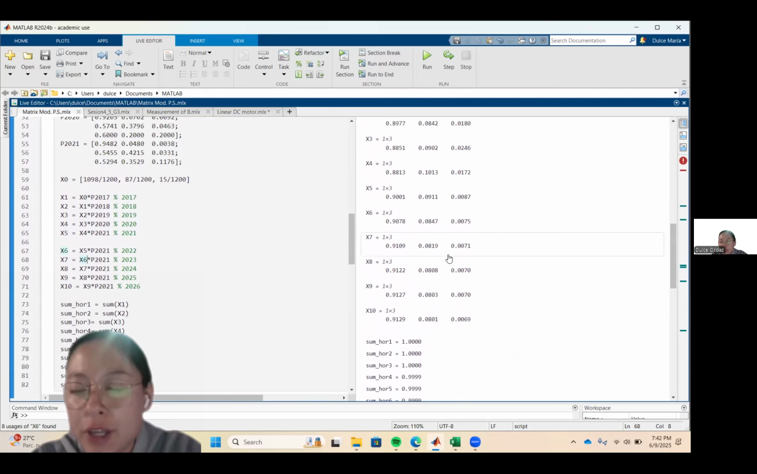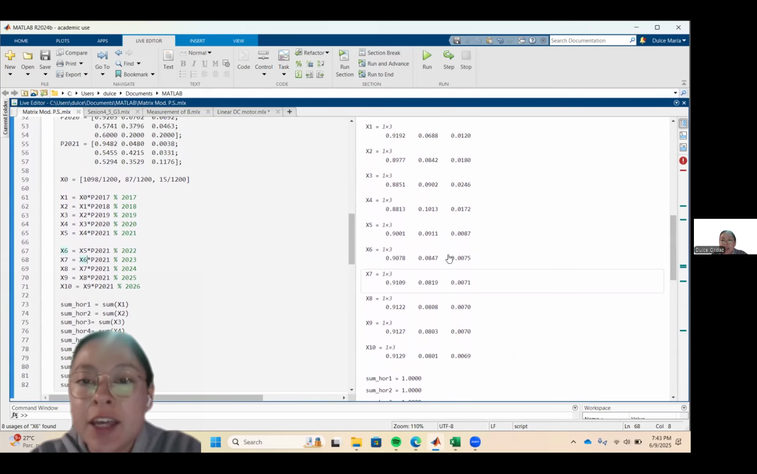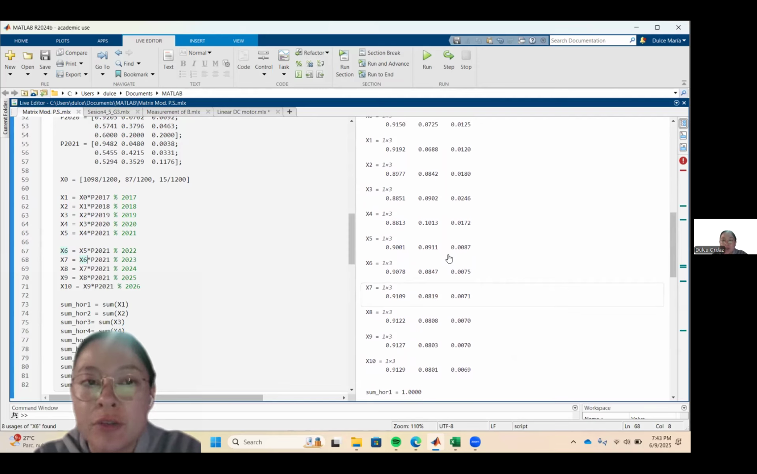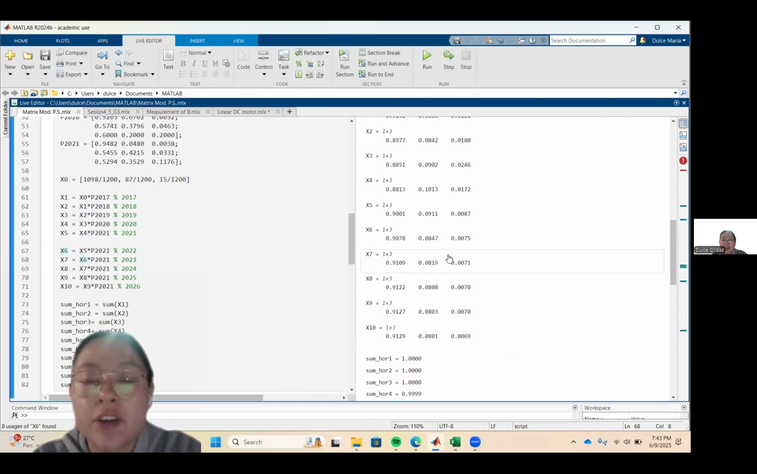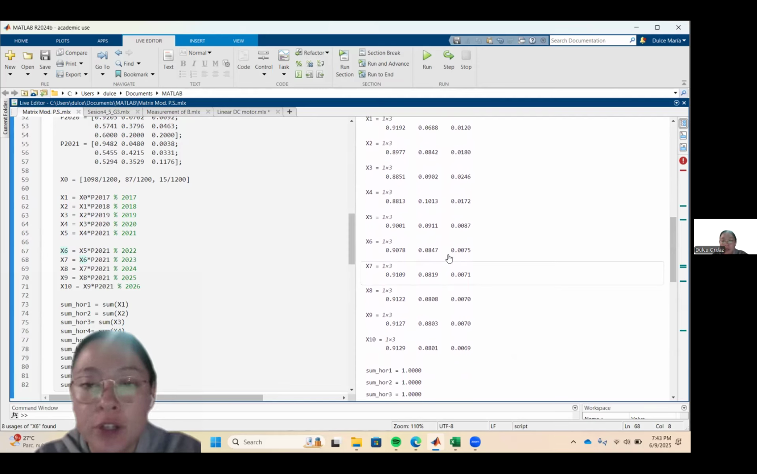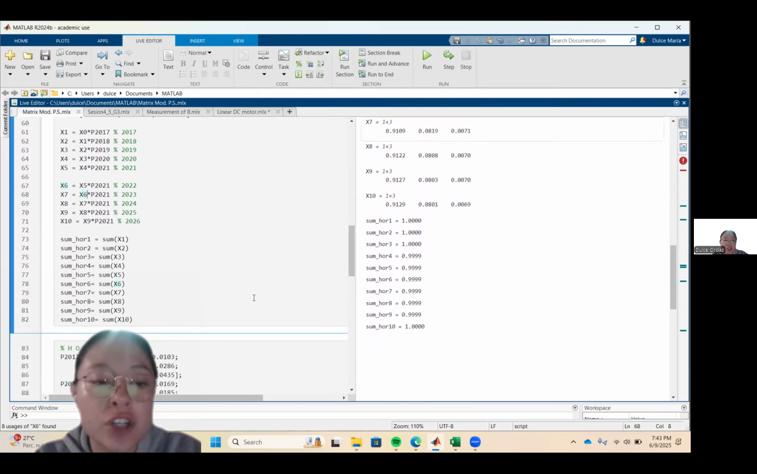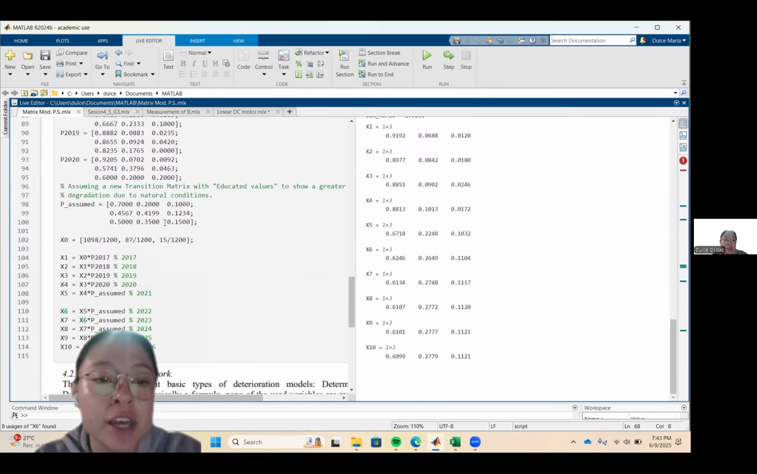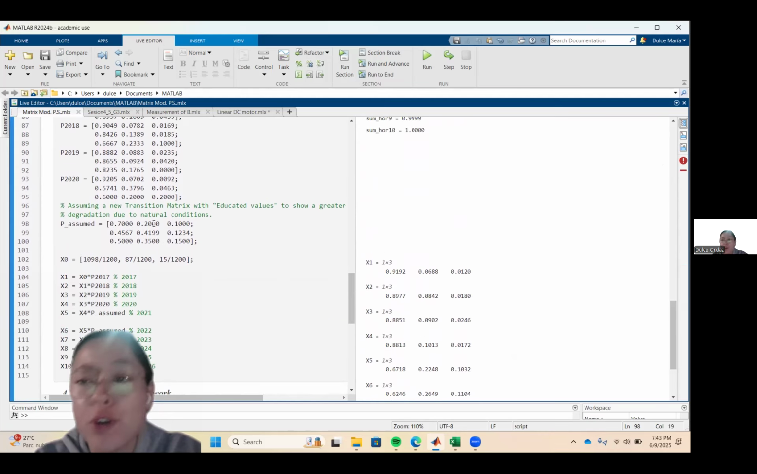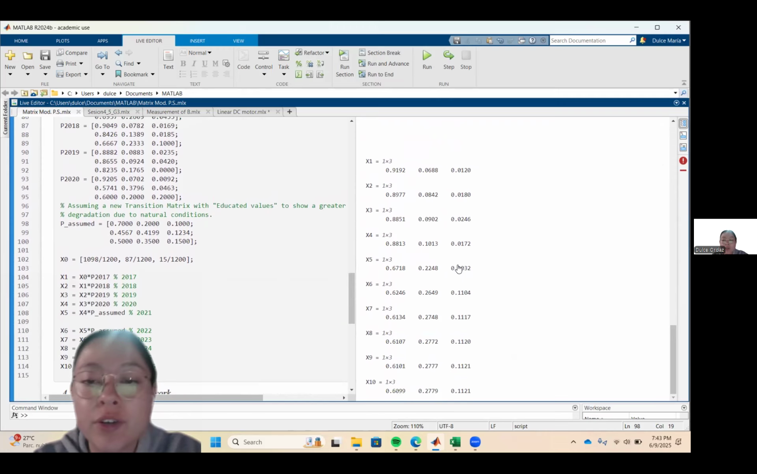But we see that our data is not very reliable, because we can see a very strong degradation due to nature. And this is kind of wrong, because the rain, the cars, or all the things that are outside can't degrade the road that much. So we changed our last transition matrix and chose some more drastic educated values, to see more of the change in the transition matrix.